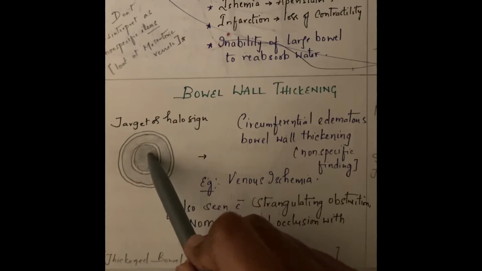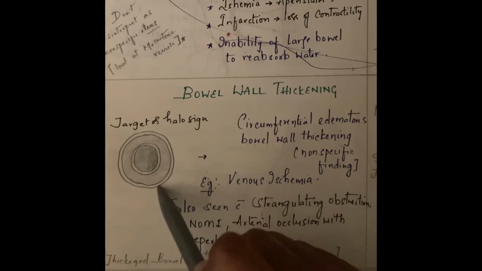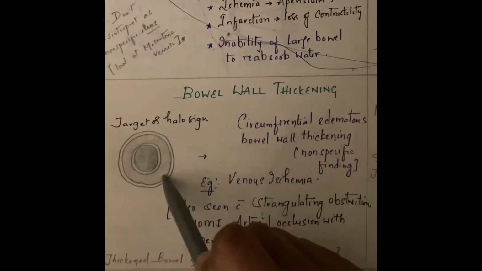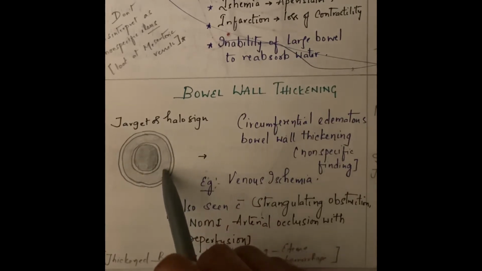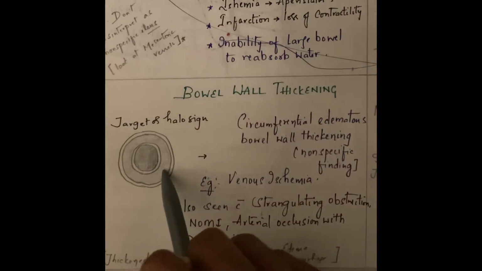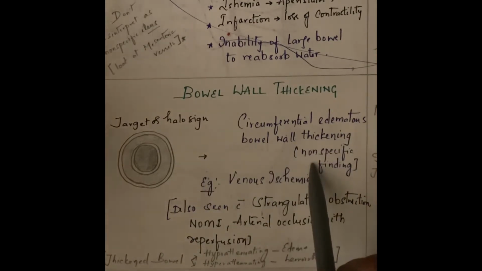So when you give contrast, this mucosa gets enhanced and the outer muscularis propria and serosa get enhanced, giving a target or halo sign. And this part is the edematous submucosa. When there is fluid within it, it will be hypoattenuating. When there is hemorrhage, it will be hyperattenuating. Besides venous ischemia, it's also seen in strangulating obstruction, non-obstructive mesenteric ischemia, and arterial occlusion with reperfusion. In these conditions, we see this target or halo sign with circumferential edematous bowel wall thickening.